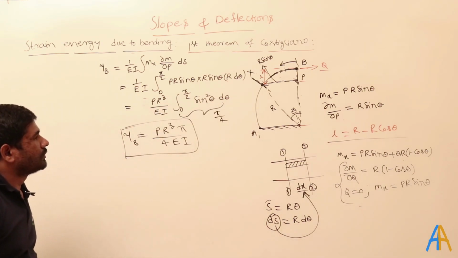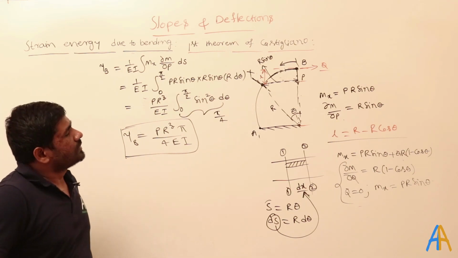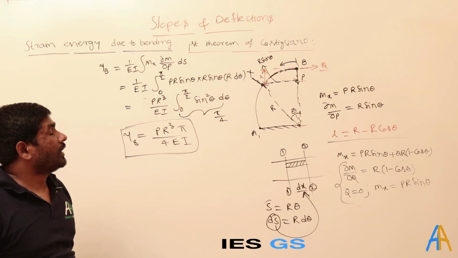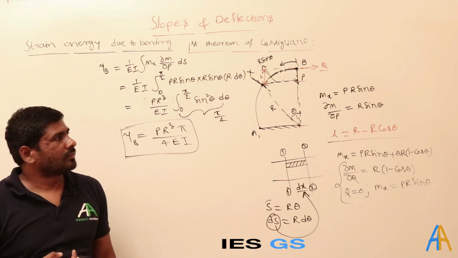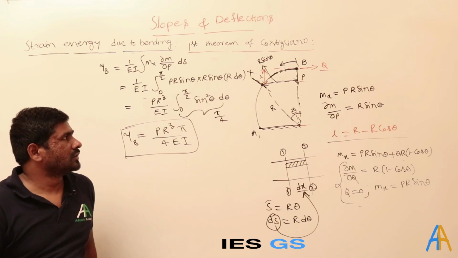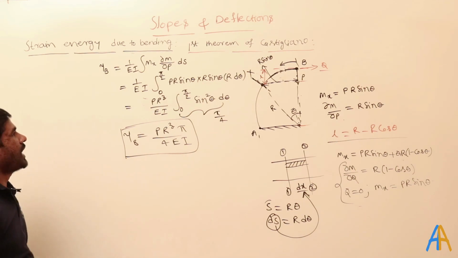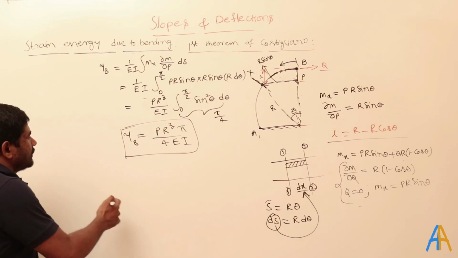So see, all these problems become very easy. But can you imagine how to do it by using the moment method and even double integration? We don't know how to do it in such cases. Only by using the strain energy and Castigliano's method, Castigliano is an Italian scientist, we can easily find this.